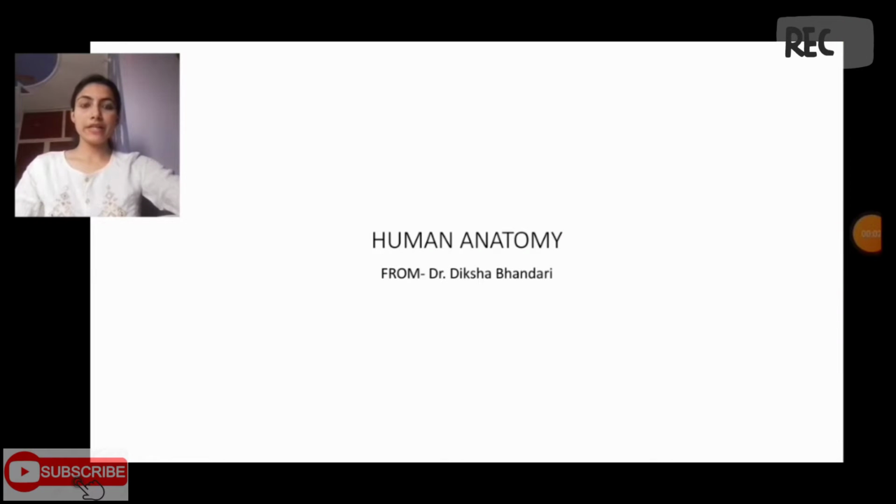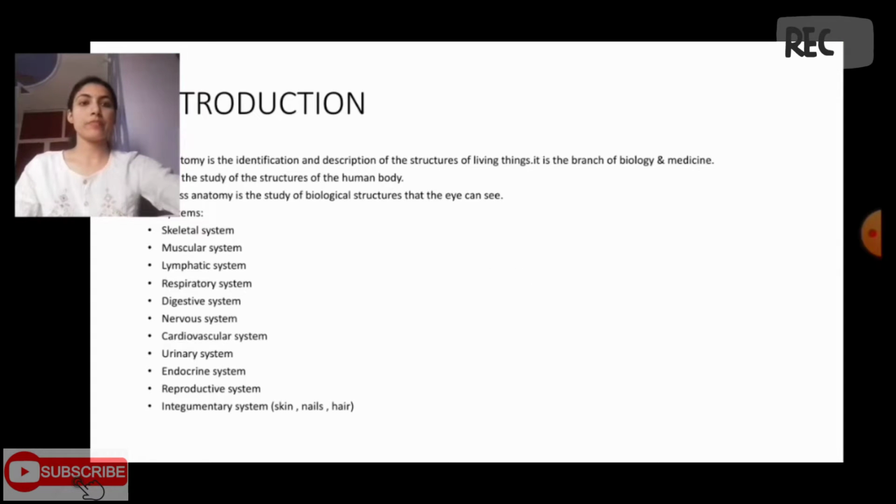Today we will study human anatomy. So let's start with the introduction first. Before proceeding towards human anatomy, one must know about the term anatomy. What is anatomy? Here is the definition: anatomy is the identification and description of structures of living things. It is a branch of biology and medicine.